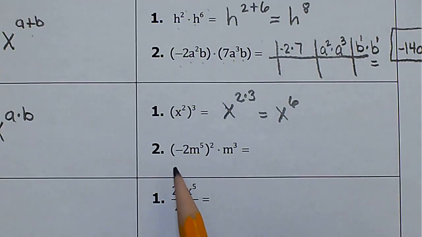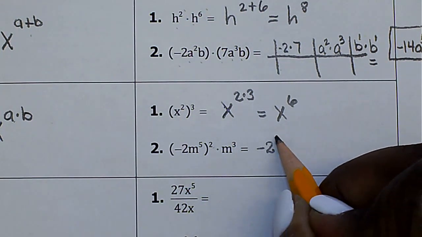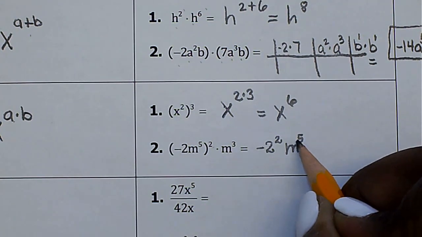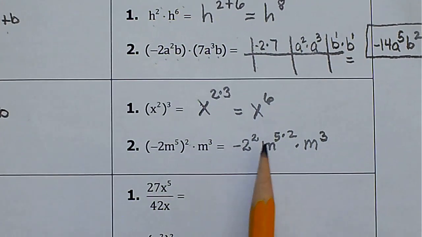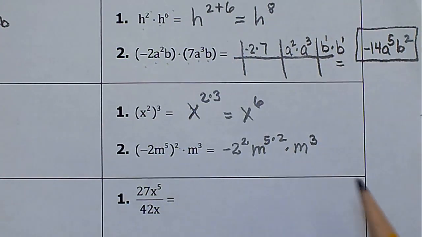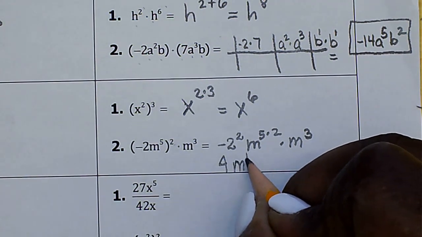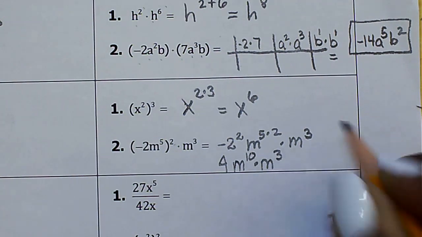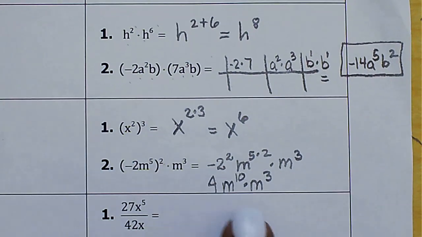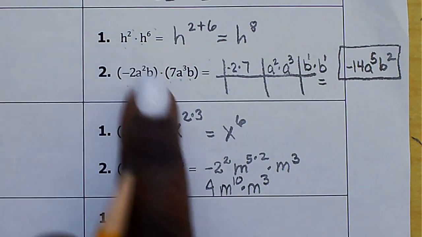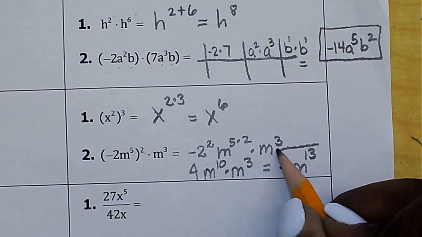Here we have a mixture. We have negative 2 m to the fifth raised to the second. So that means negative 2 raised to the second, m to the 5 times 2, and then we have m to the 3. So now we do this, and then we're going to go back to the product rule because we're going to have a negative 2 times negative 2, which is a positive 4. m to the 10th times m to the third. What does this quantity look like? It looks like this. So now it's starting to get a mixture of exponents. So our final answer is going to be 4m to the 13th. This is your final answer.